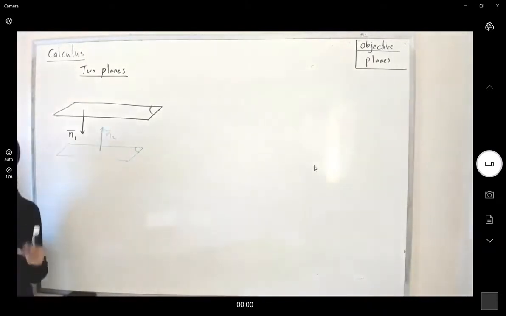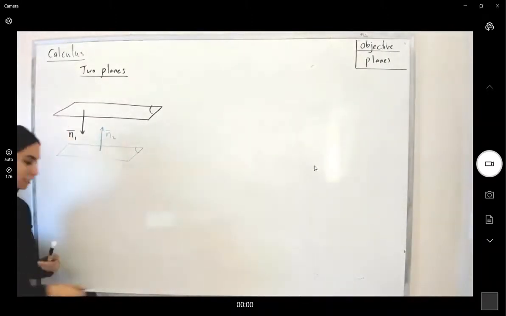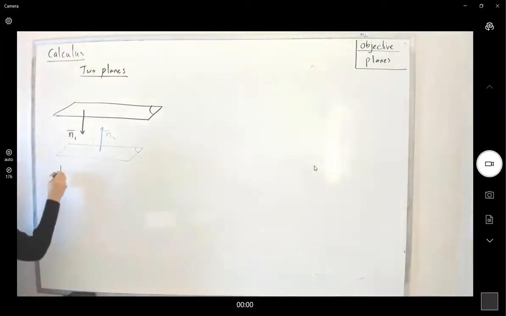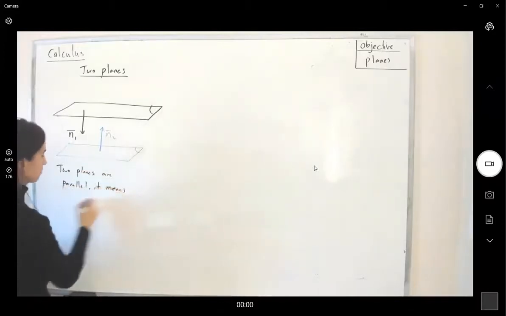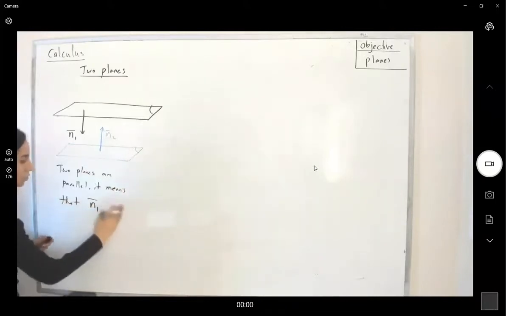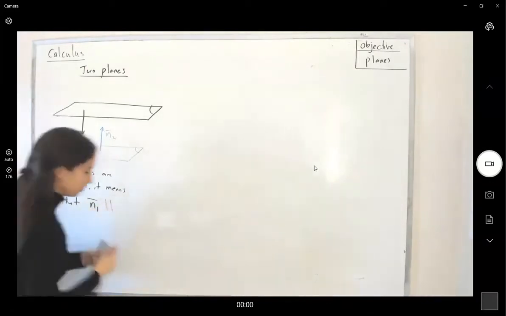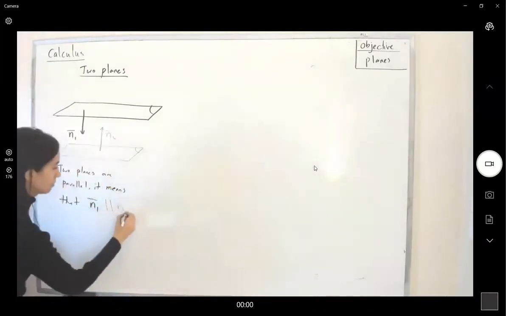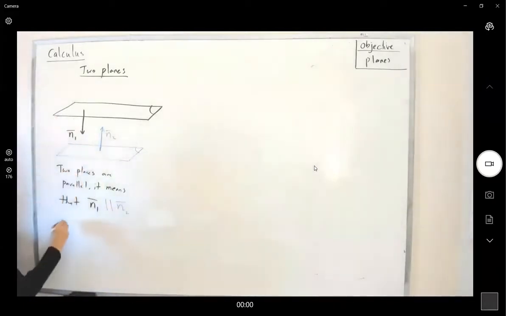So once two planes are parallel to each other, it means that their normal vectors are parallel as well. Two planes are parallel. It means that their normal vectors are parallel to each other. So n1 is parallel to n2. So it means that the angle between these two is equal to 0.